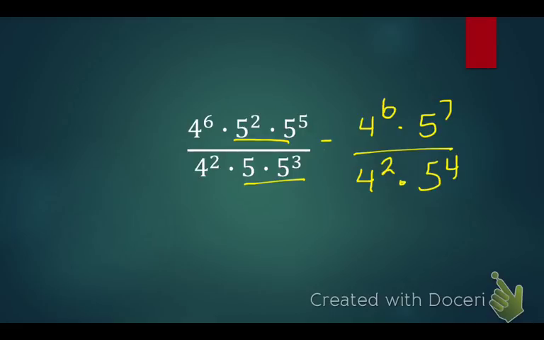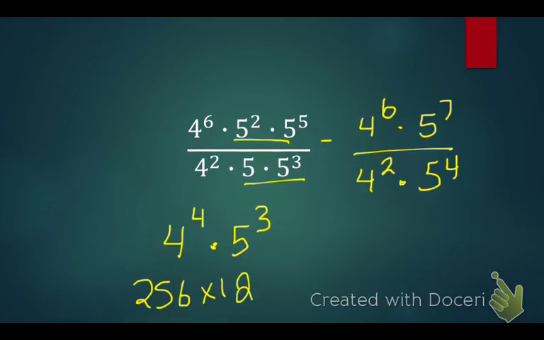Okay, then I subtract my exponents. So this becomes 4 to the 4th times 5 cubed. And you could simplify this out if you needed to or if you wanted to. Well, I would like you actually to simplify this out. So 4 times 4 times 4 is 256 times 125 is 32,000.